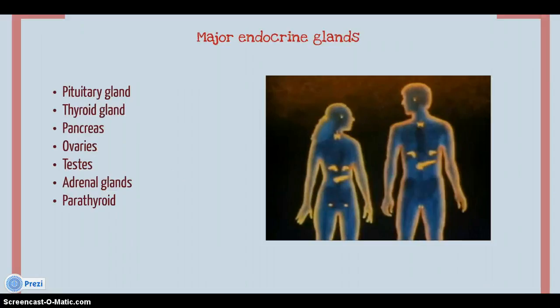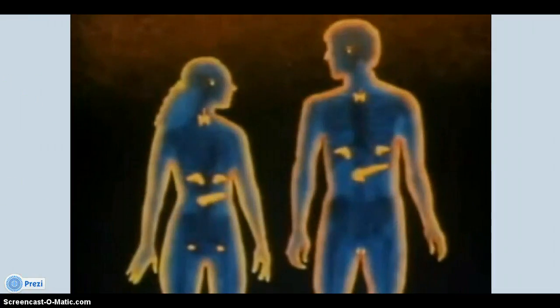Now we have the major endocrine glands. They are the islets of Langerhans in the pancreas, the thyroid and parathyroids, the adrenals, the gonads, and in the head, the pituitary.